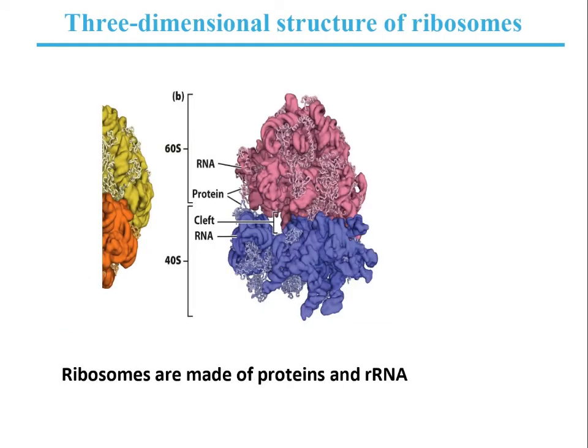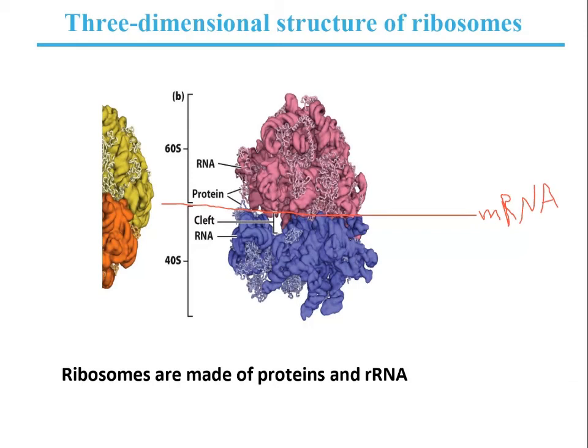Three-dimensional structure of ribosomes. Now we want to show you the three-dimensional structure of the ribosome. A ribosome, as I told you, is the factory where the translation occurs. So the translation occurs in the ribosome. The messenger RNA will bind to the ribosome. This is the mRNA. It will bind to the ribosomal RNA.